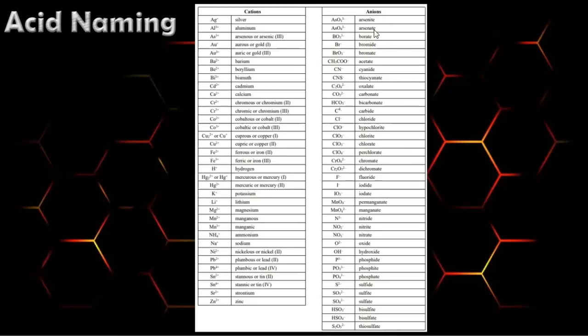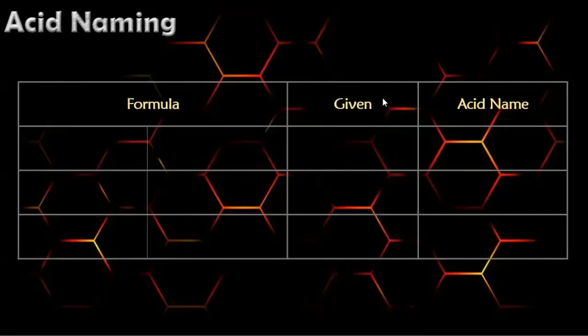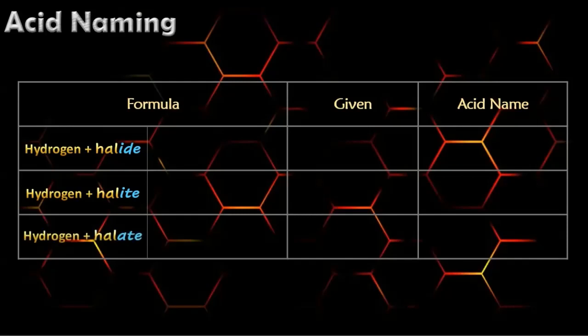On the ionic table, the anion ends with ITE, ATE, or IDE. Acid naming is another chemical name for acid compounds. So here's the formula. We have hydrogen plus halide, those anions end with IDE. Next formula, hydrogen plus halide, those anions end with ITE. And hydrogen plus halate, those anions end with ATE.